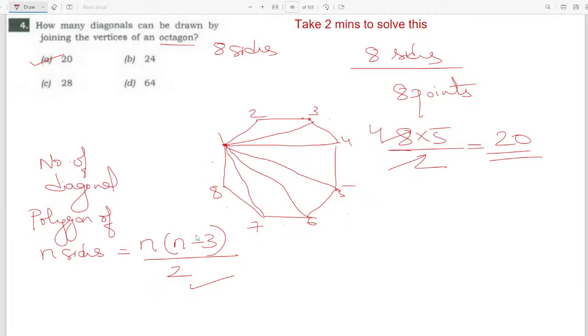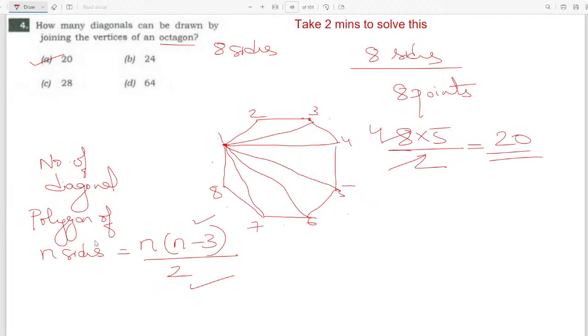So the number of points left is only 5 out of 8. So that is n minus 3. 8 minus 3 is 5. So 5 points are there. So 8 into 5 number of diagonals. But you would be double counting it, because when you are counting for vertex 3, you would again count 3 to 1 as one more diagonal. So you have to divide by 2. So 8 into 5 by 2 is 20.